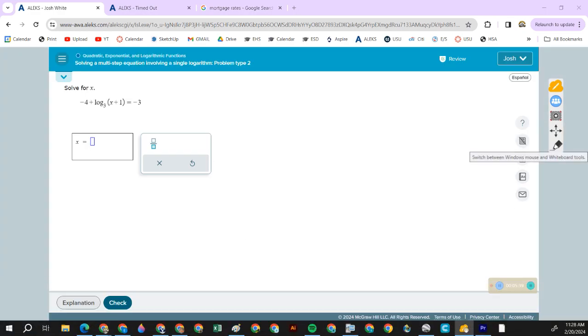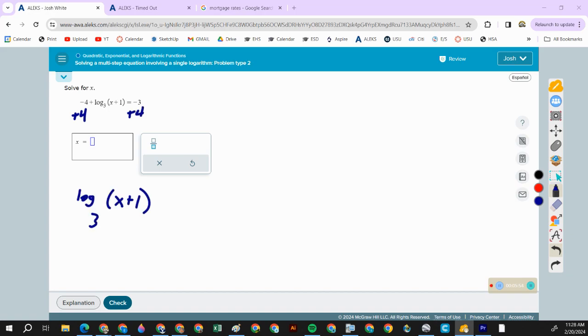So here we need to convert to exponents, but we can't do that until this is gone. The conversion can only happen when the logarithm is by itself. So we add 4. Log base 3 of x plus 1 equals 1. Convert to exponents. 3 to the first equals x plus 1. Subtract 1, and x is 2. And we double check. Does 2 create any problems? No, it does not.